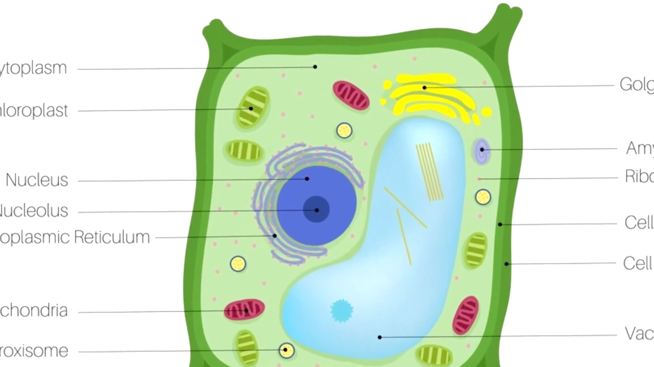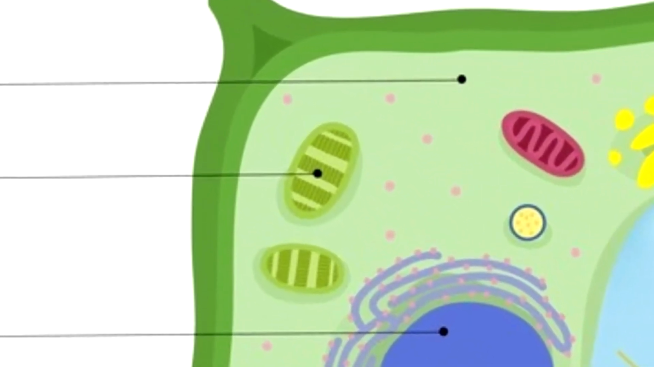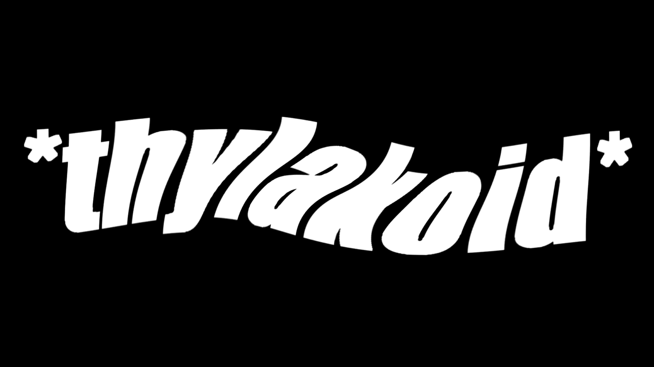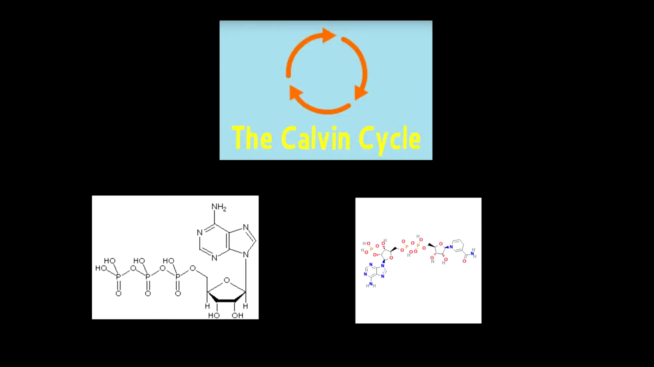So if we look in the chloroplast of the cell, this is where the real magic happens. In the thylakoid. What a word. In the thylakoid, this is where the light reactions happen. It takes in light, water, and NADP+, which comes from the Calvin cycle, and releases oxygen. ATP and NADPH go into the Calvin cycle.